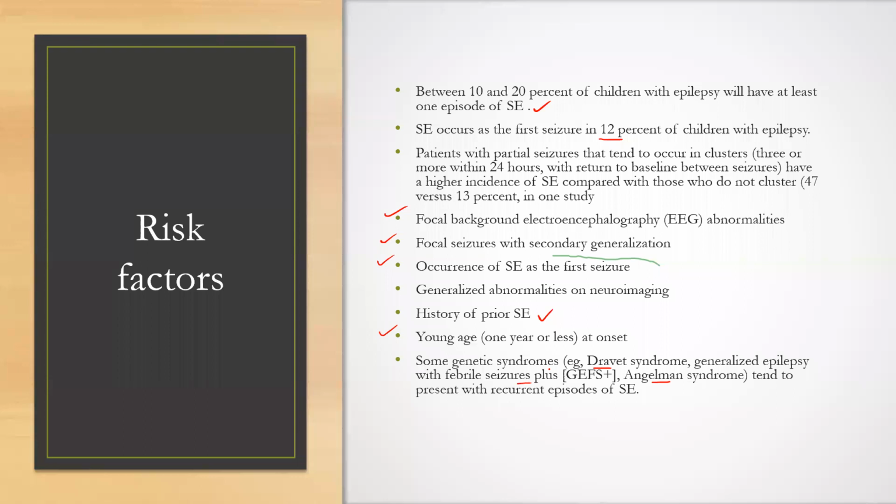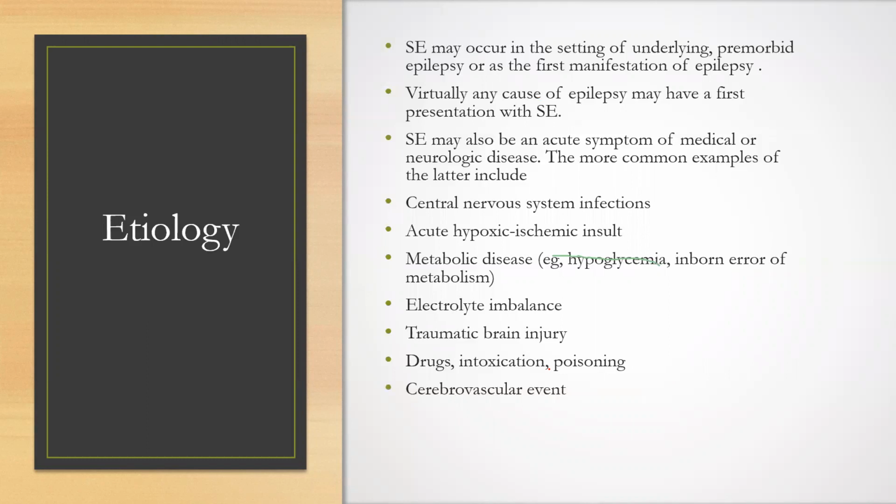So we have to take a quick history because that would probably give us the etiology. So those are the risk factors of status. Coming to the etiology, we have discussed this, that is provoked and unprovoked. In provoked, we have a direct cause like CNS insult, hypoxic insult, metabolic cause like severe hypoglycemia, electrolyte imbalance, severe hyponatremia, hypocalcemia, traumatic brain injury, or drugs and intoxications.